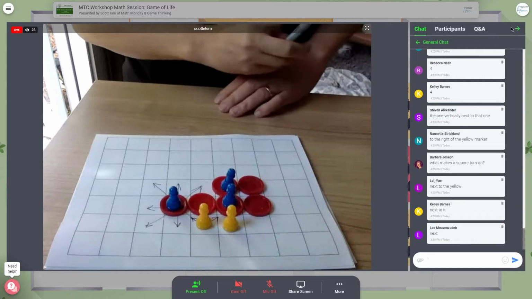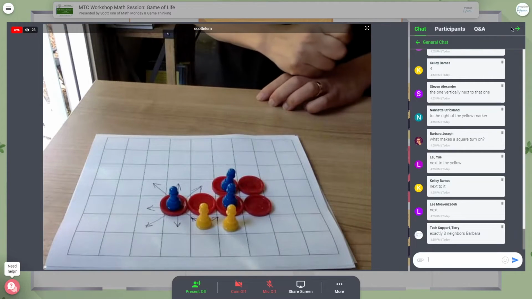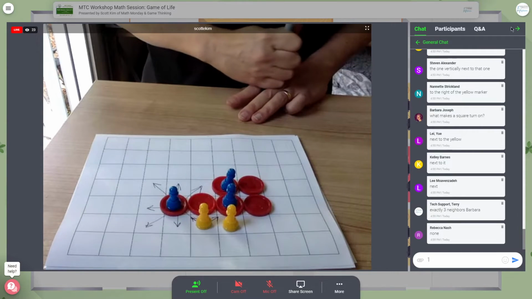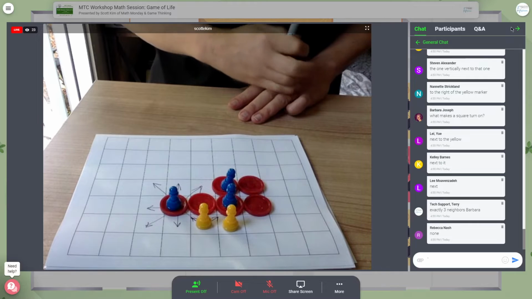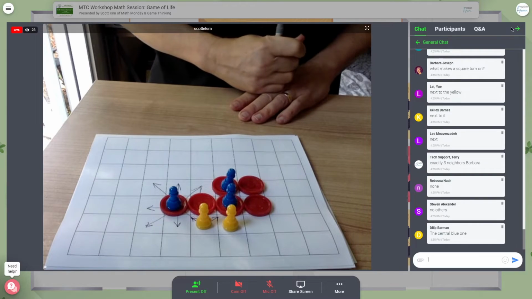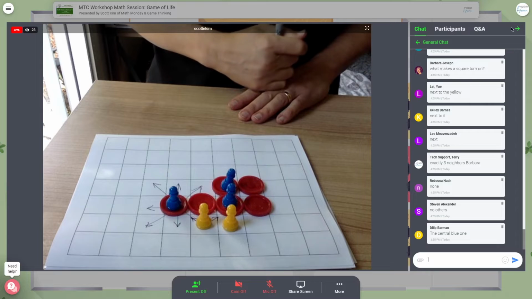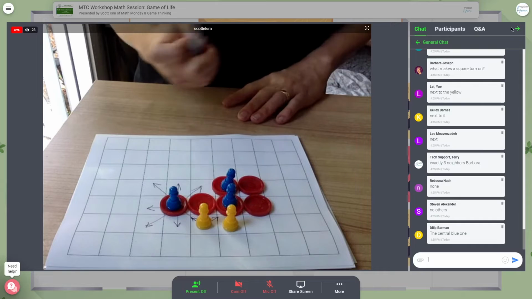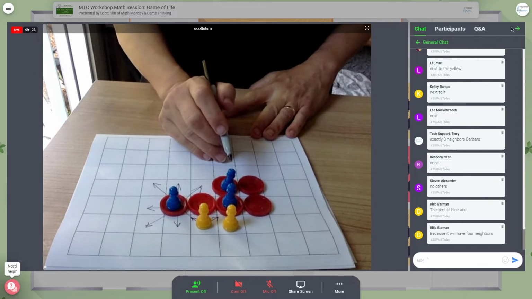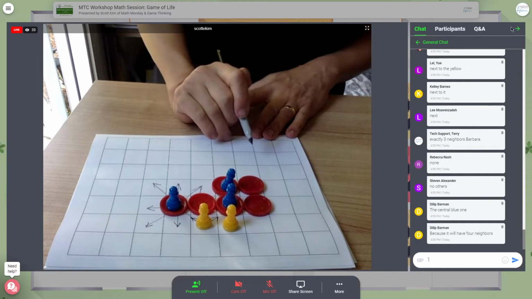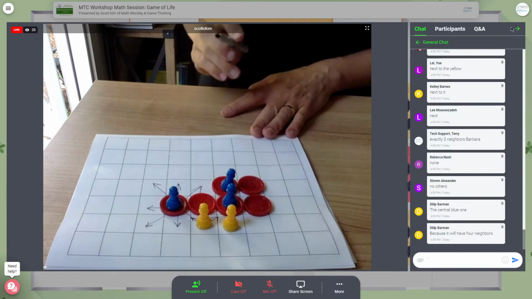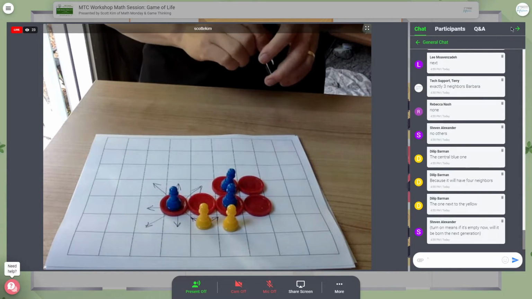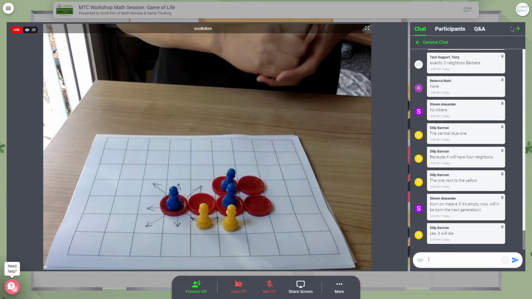Now, what other squares will turn on the next generation? Rebecca says none. Stephen says none. The central blue one, I'm not sure what that means. See, the central blue one, because it will have 4 neighbors, the central blue one will die. I wanted to know if there are other squares next to any other births.